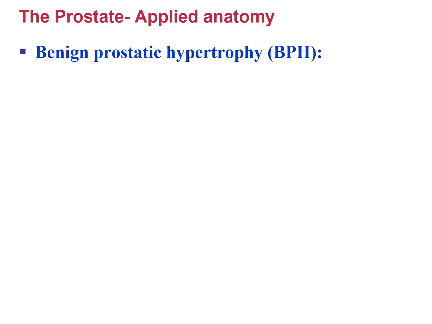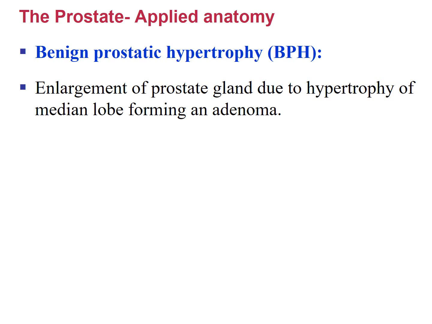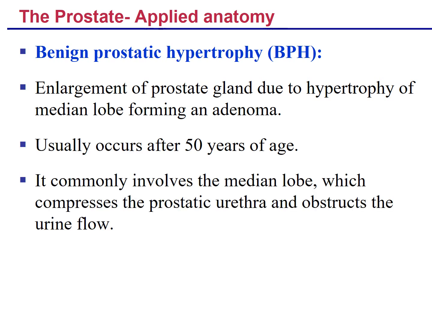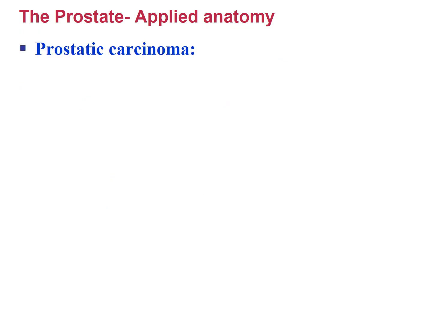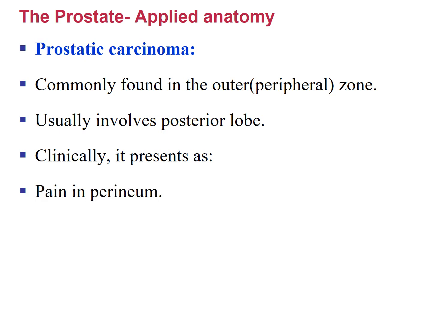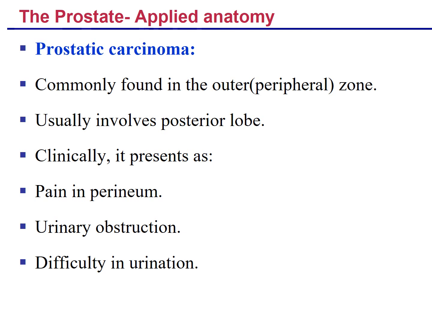Now let us see the applied anatomy of the prostate gland. Benign prostatic hypertrophy, that is enlargement of the prostate gland due to hypertrophy of the median lobe forming an adenoma, usually occurs after 50 years of age. It commonly involves the median lobe, which compresses the prostatic urethra and obstructs urine flow. Prostatic carcinoma is commonly found in the outer zone, that is the peripheral zone, which is more glandular, and usually involves the posterior lobe. Clinically it presents as pain in the perineum, urinary obstruction, and difficulty in urination.